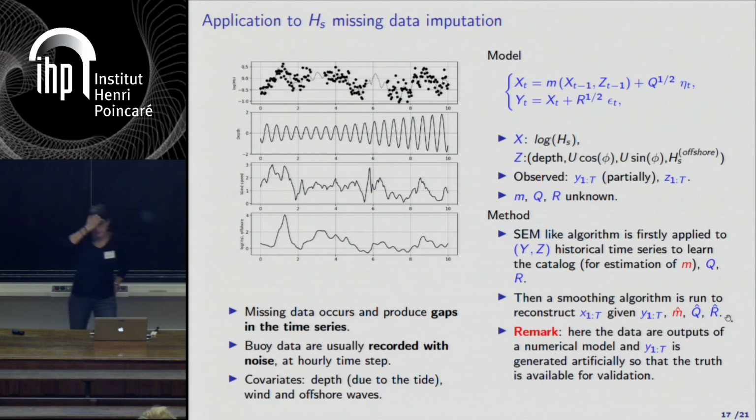Okay, back to the application. So we run this model on the applications. Once again, I remark that the data are not true buoy data, but outputs from models, so we know the truth. So we are able to compute the root mean square error. And here I just recall the model and the covariates and so on.